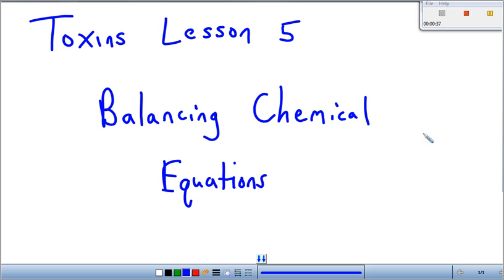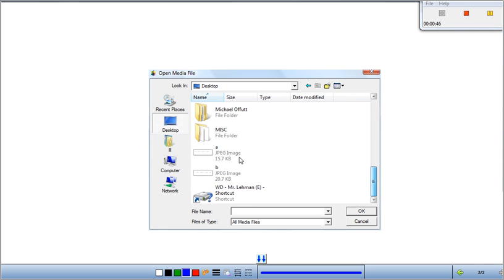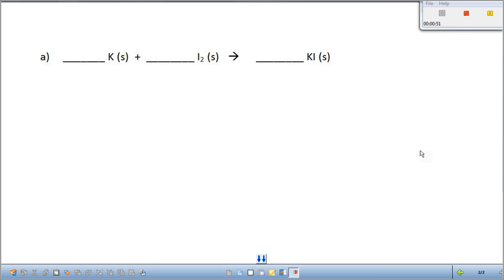So today I want to work through the two questions in the homework packet. The first two they had to balance, letter A and letter B. On the next page here, let me go ahead and insert A and B. So there's A. This is a pretty simple one. If you look here, we have K, which is potassium, solid. Potassium's a metal. So really, potassium metal is reacting with iodine in the form of a solid. And together they're going to produce KI, potassium iodide.